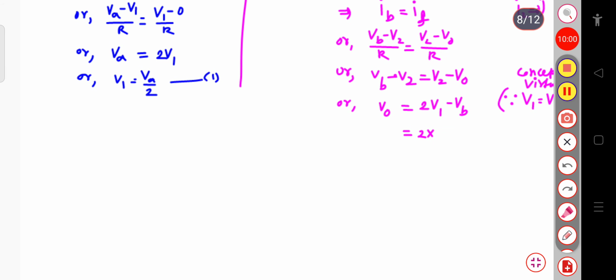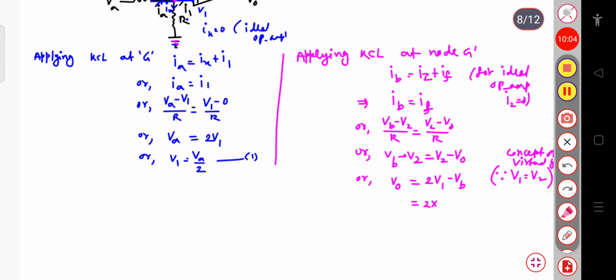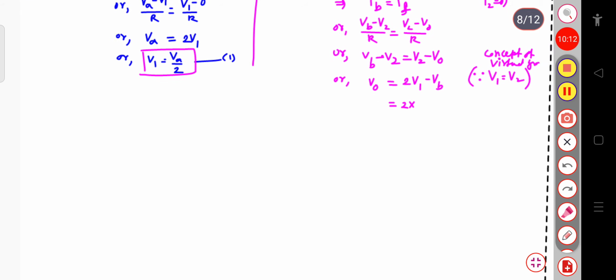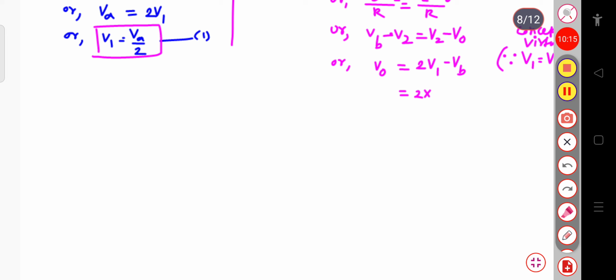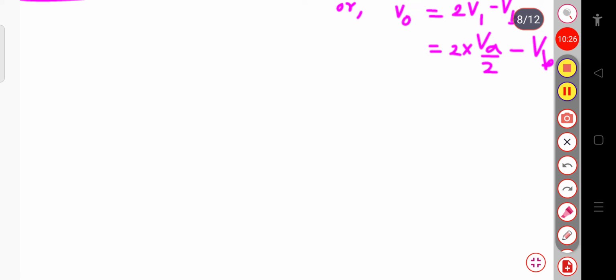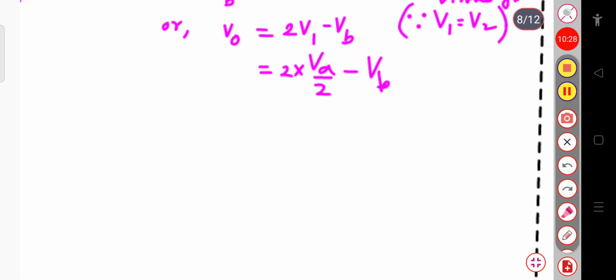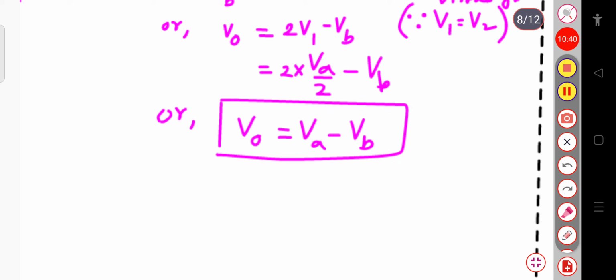This is again equal to 2 into, in place of V1, the value we already calculated when applying Kirchhoff's current law at the point Z, V1 equal to VA by 2. Now if I substitute this value, what do we get? This is simply 2 into VA divided by 2 minus VB. So this 2 gets cancelled. Now the remaining VO, the output voltage, equals VA minus VB. That is the difference between the two voltages, VA minus VB.